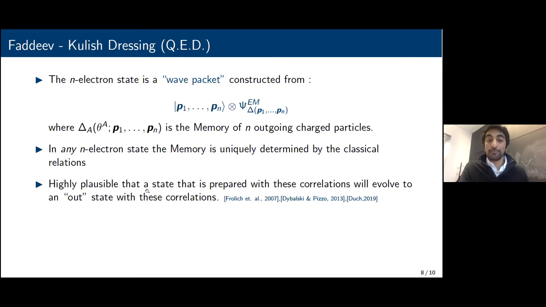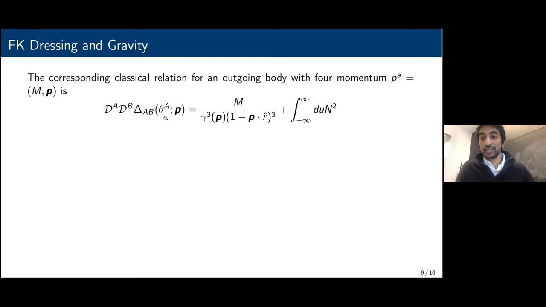Okay, it's highly plausible that a state that is prepared with these correlations will evolve to an outstate with these correlations. This has been the subject of rigorous investigation in the non-relativistic setting, as well as in perturbation theory, where there's been a lot of evidence to show that these kinds of correlations will persist under scattering. So now the question is, can we hope that such a thing can be true in gravity? Well, the corresponding relation for an outgoing body is given by this expression, where now we have a null memory effect, and that's going to be the key problem in this slide.